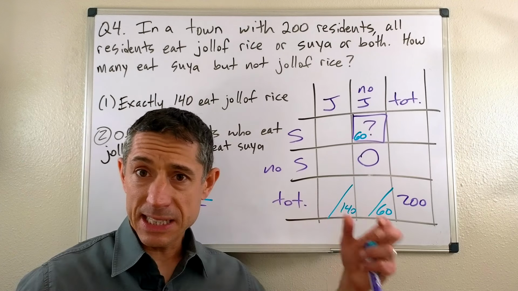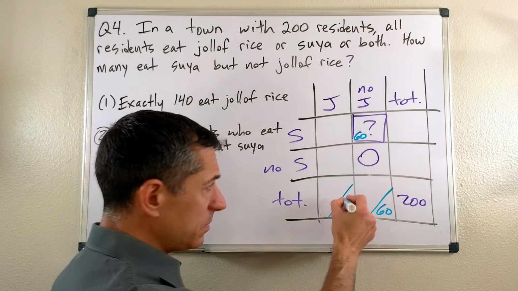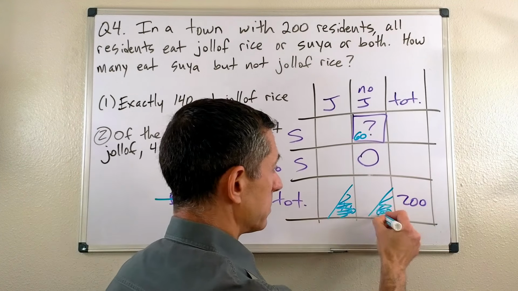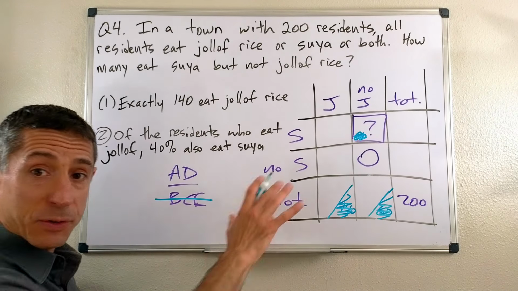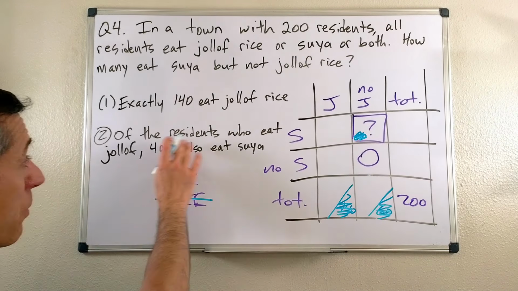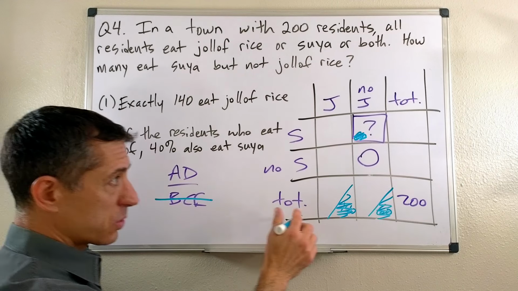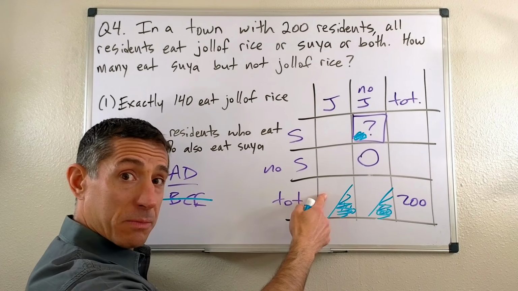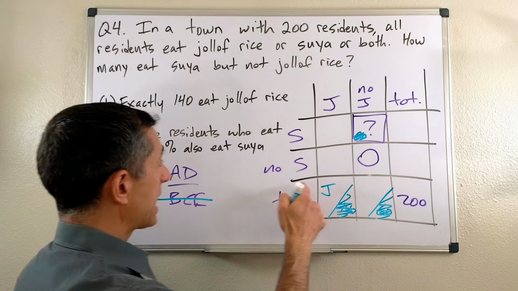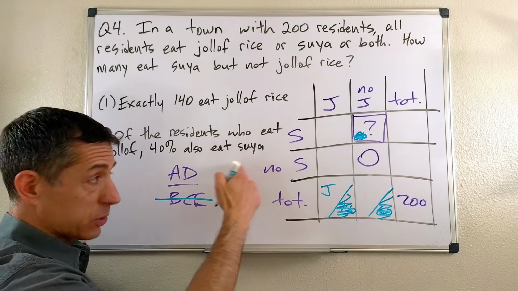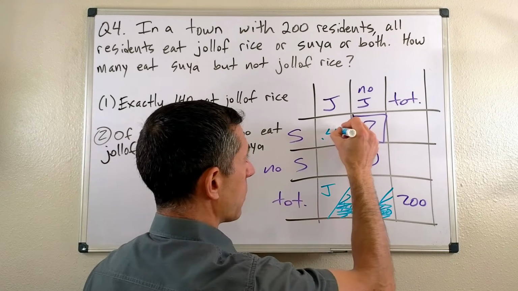Now, here's the thing that saves you trouble down the line. I can cross these guys out and start all over again with statement 2, and I don't have to redraw the thing. Let's do that. Of the residents who eat jollof, 40% also eat suya. Now, I don't know how many eat jollof, so we can give it a variable, say that's J. So of those, 40% also eat suya, so 0.4J would go up here.